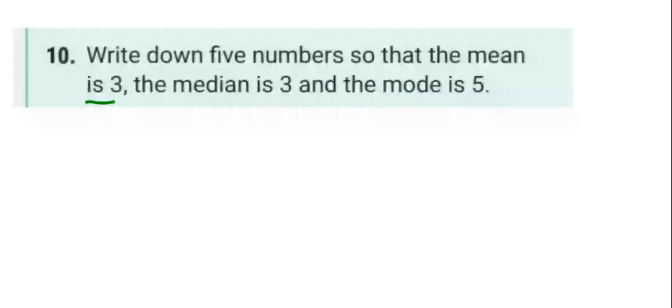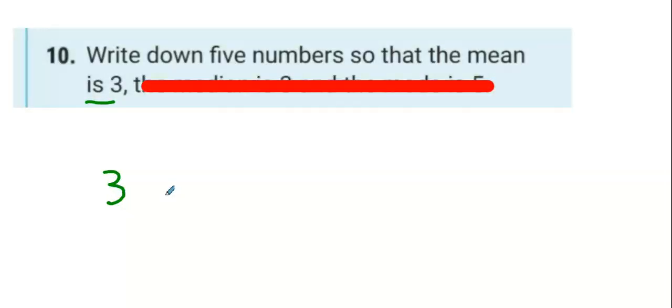Let's blank out the rest of the question for a minute, okay? Lads, can somebody think of 5 numbers where the average would be 3? What could I write down? What's a really easy answer? 3, 3, 3, 3, 3. Okay. Next thing.